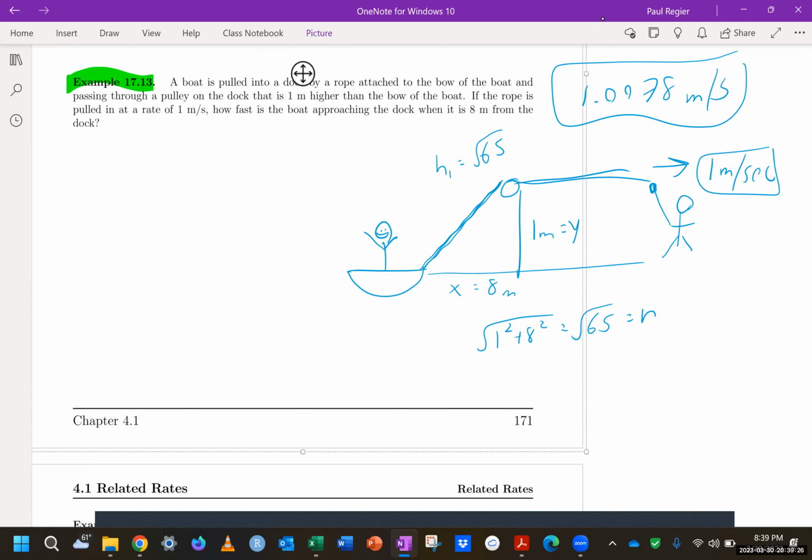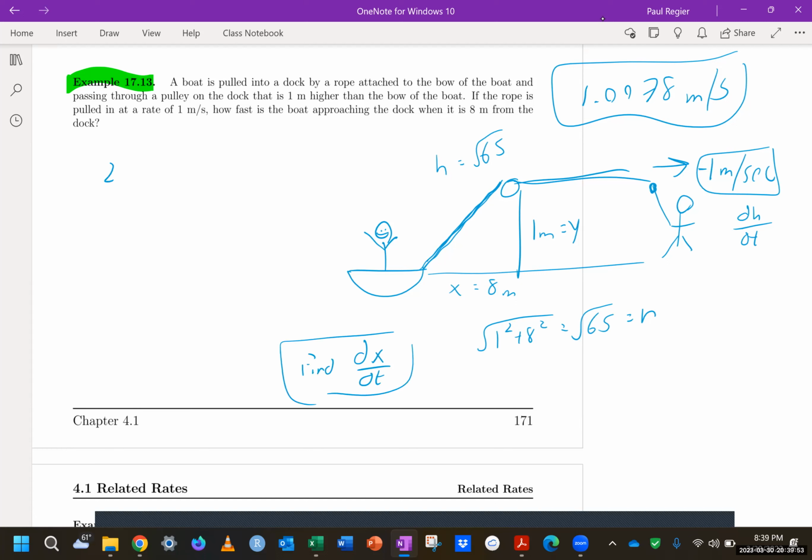I don't need h1. Since h is this distance, this is dh dt. That's how fast the rope is getting shorter. It's actually decreasing, so it's negative. Okay, so what I want to find is dx dt.